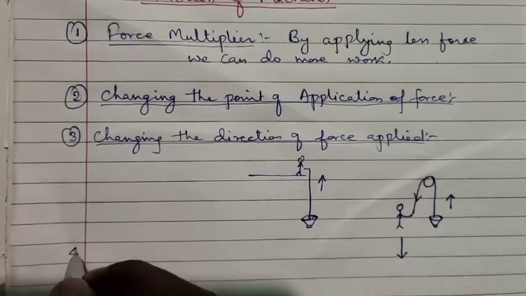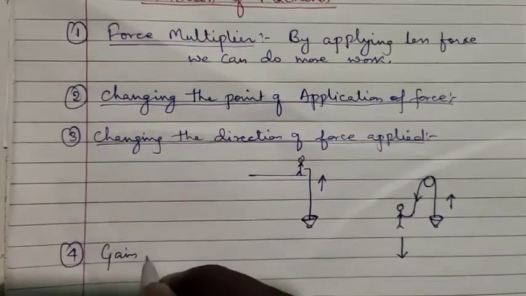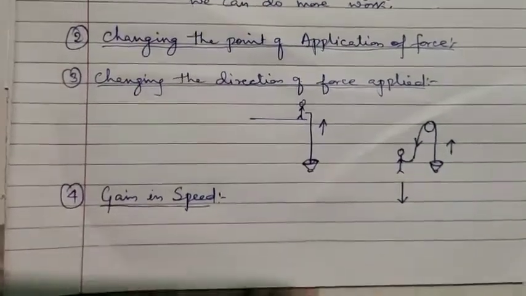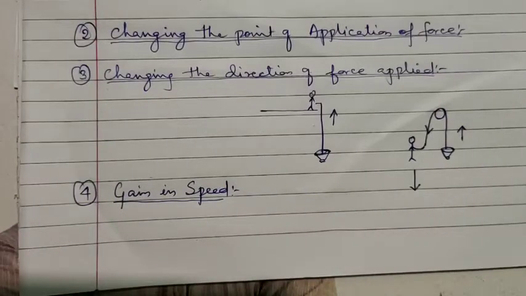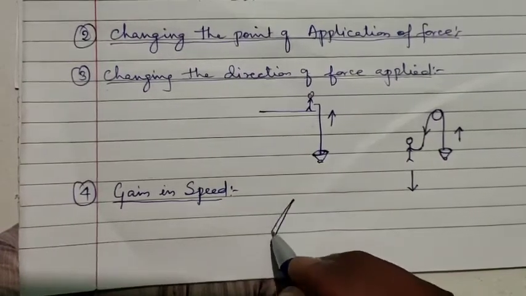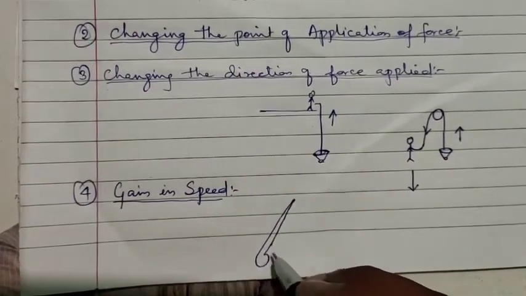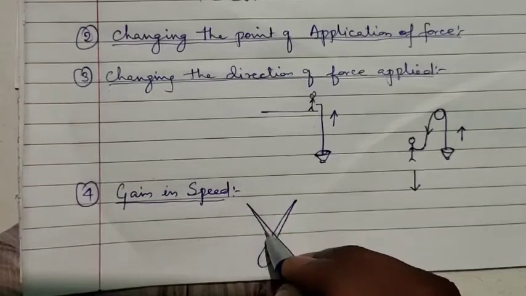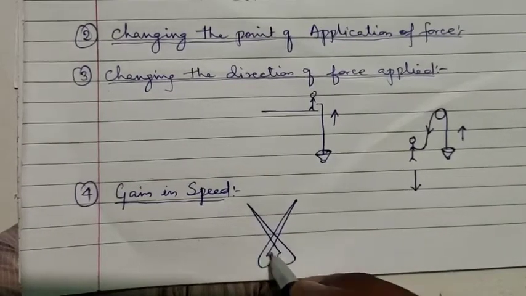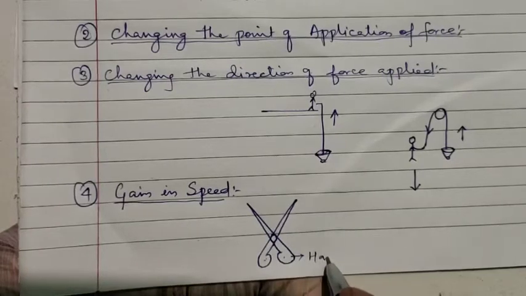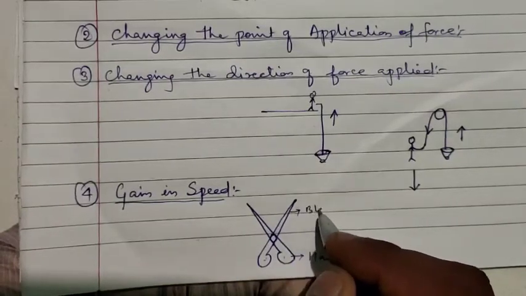And the last is the fourth one, gain in speed. Now, if we are using a machine, it gives us speed also. Let us take an example of a scissor. As this is a scissor, you can see that if we are cutting any cloth, we hold the handle of the scissor. This is the handle of the scissor and these are the blades of the scissor.